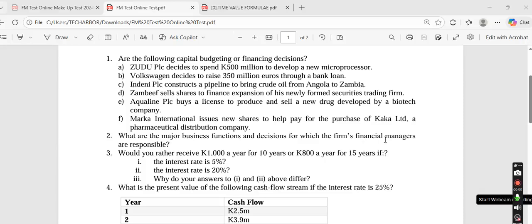The firm's financial managers are responsible for... So maybe you can take it in line of what are the roles of the financial manager, because those roles are going to apply to the business functions and the decisions of the business.